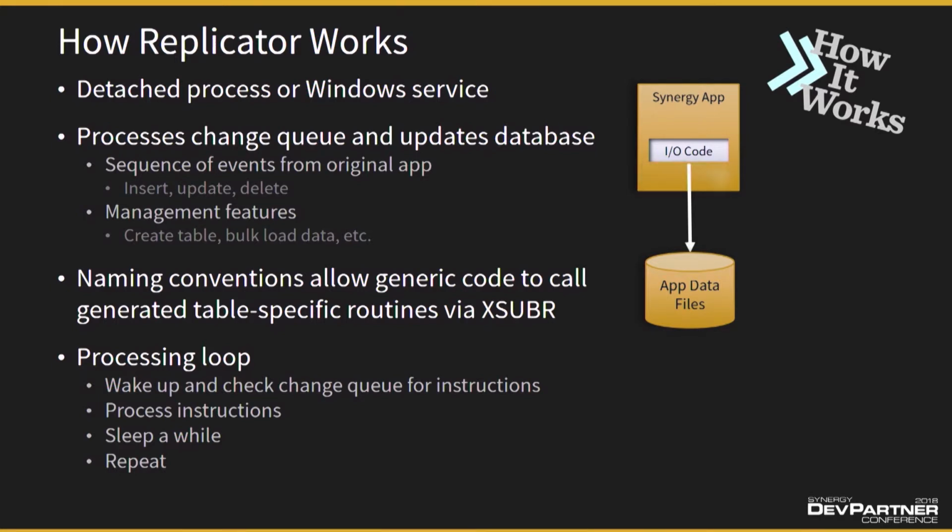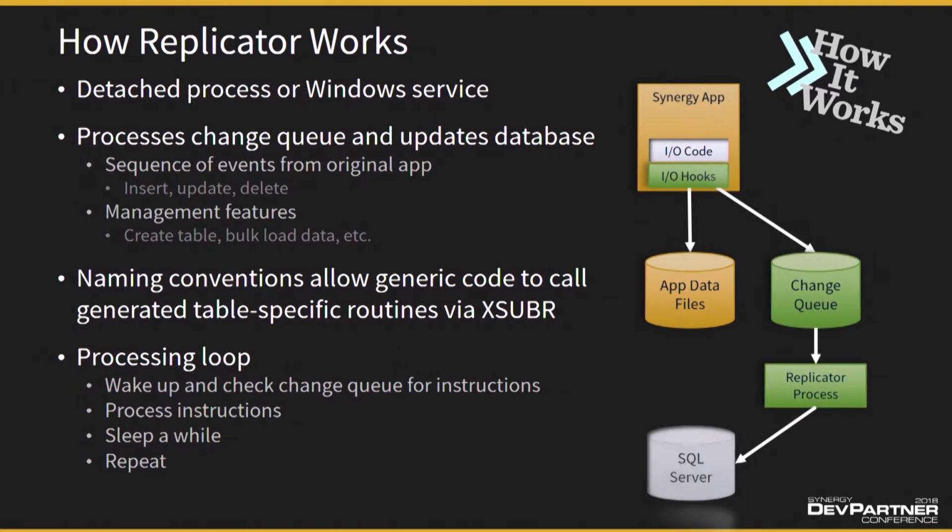The previous slide was representing the original application, and this slide is just describing those changes. So we use I/O hooks to record data to a queue file, process those items, and mirror those changes into the relational database.